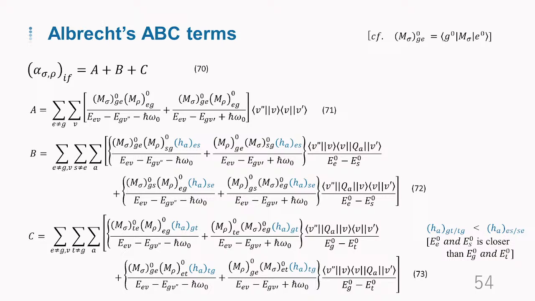Then I only show the result. Based on this consideration, we can show that the Raman tensor can be separated, classified into three groups A, B, C. This is so-called Albrecht's ABC terms.